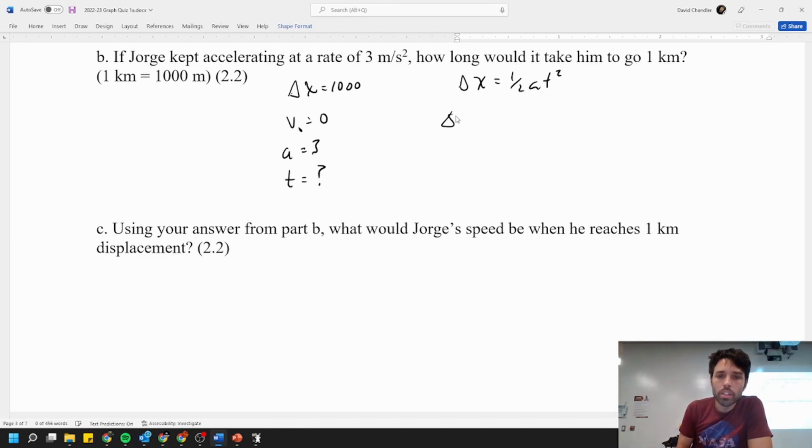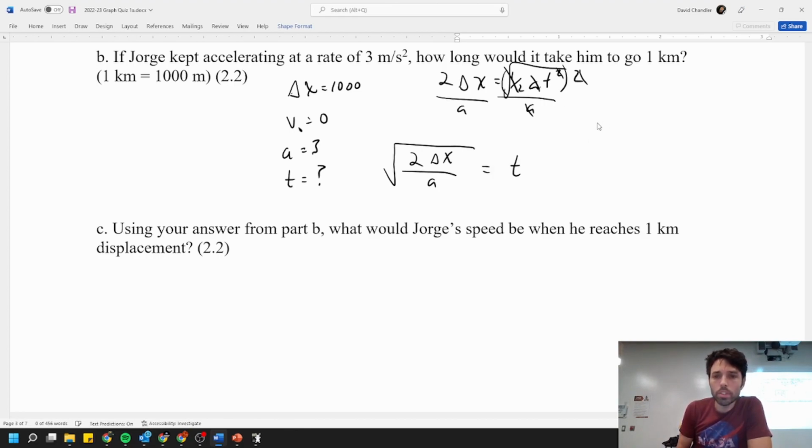I'm going to rearrange the equation for t. I'm going to derive an equation for t, just moving stuff around. I'm going to multiply both sides by 2, which cancels the half out. I'm going to divide both sides by a, to get rid of the a here. So I've got 2 delta x over a. I'm going to take the square root to get rid of the squared sign, so it's going to be equal to t.